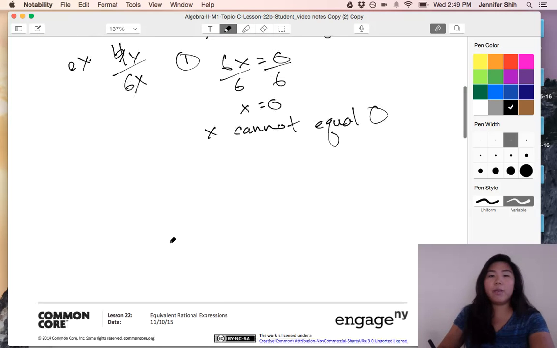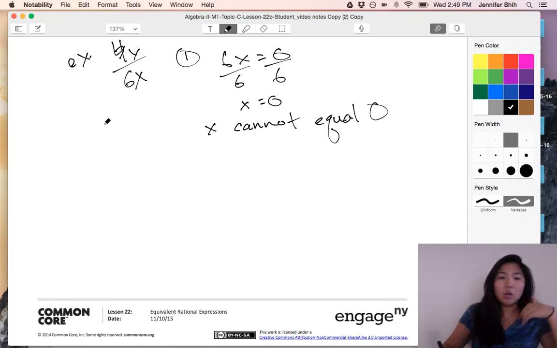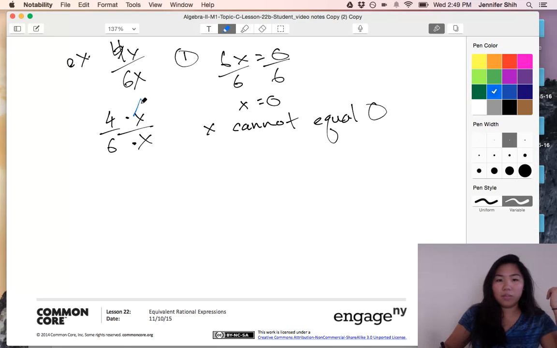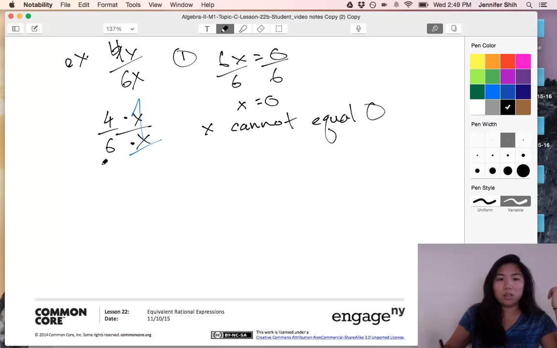Now, if we want to simplify the expression, we could definitely do that. We can take 4 over 6, this is times x over x, and then this simplifies to 1, and we're left with 4 over 6. And if we, again, simplify the numerator and denominator, we can simplify it to 2 over 3.